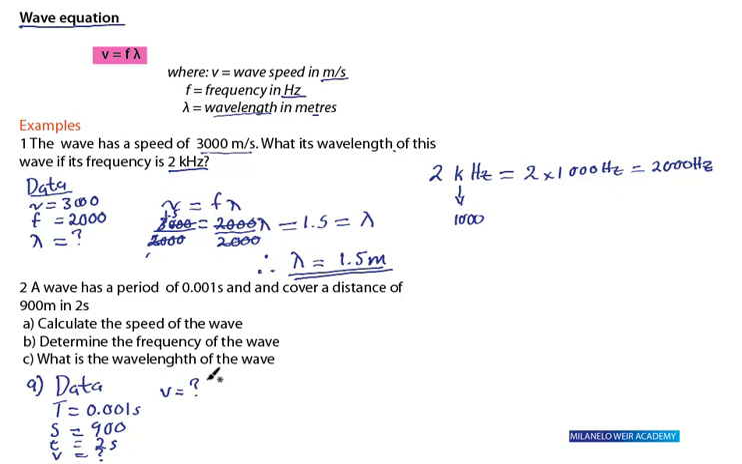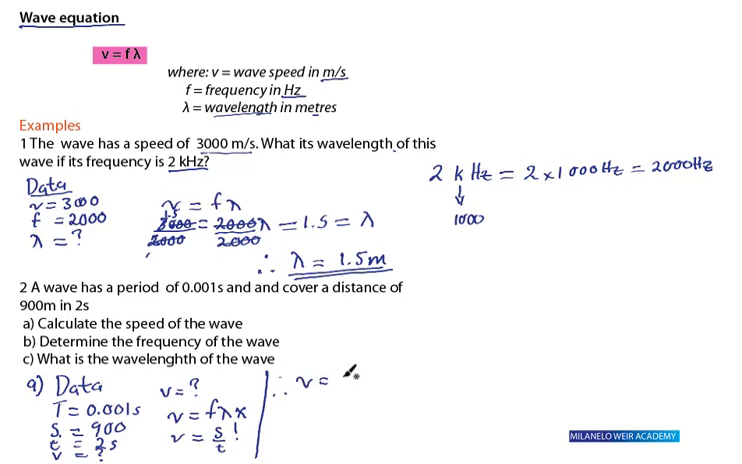So we have two formulas that we can use here. The wave equation, which is V is equal to frequency times wavelength, but we don't have the frequency, we don't have the wavelength. So we cannot use this equation to find V, but we have distance and time. Every time you have distance and time, you can always calculate the speed.